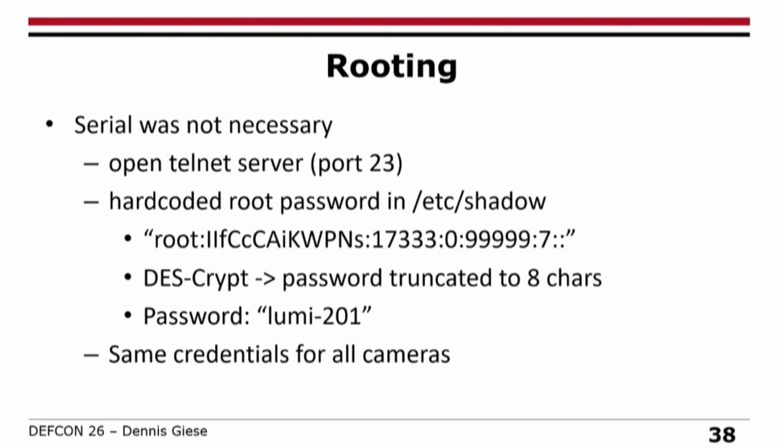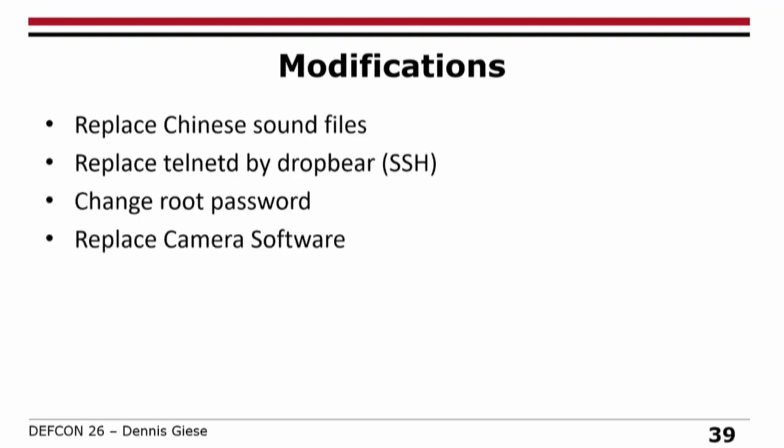Okay. Speaking of modifications, the first thing you can do is replace the Chinese sound files when it speaks English. You can replace Telnet with Dropbear, and of course you want to change the root password. And sometimes you even want to replace the camera software.